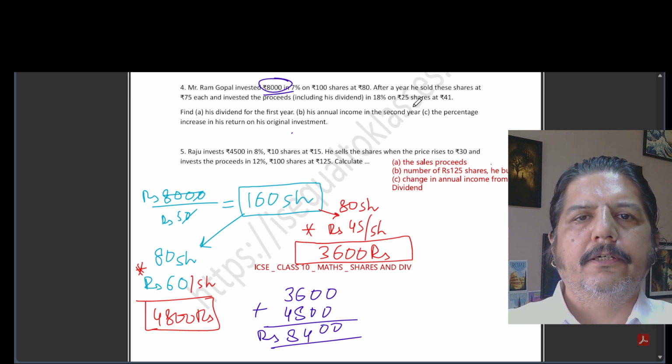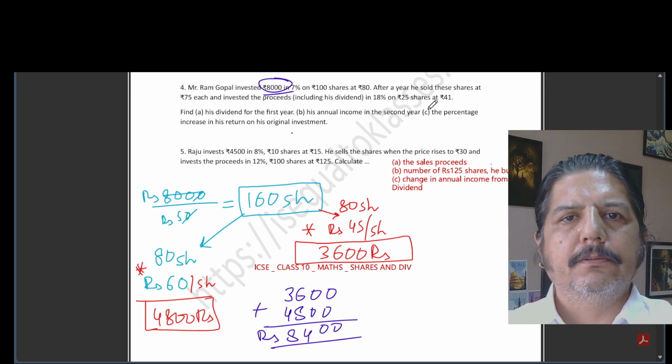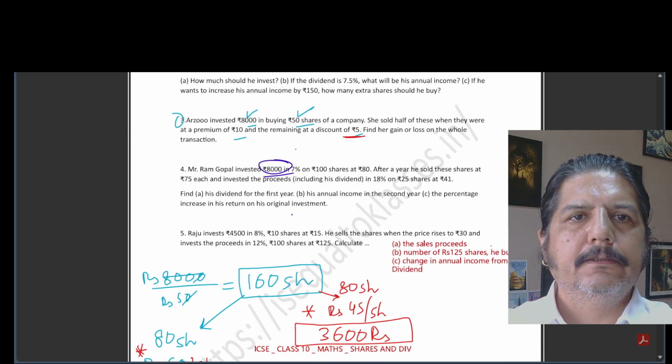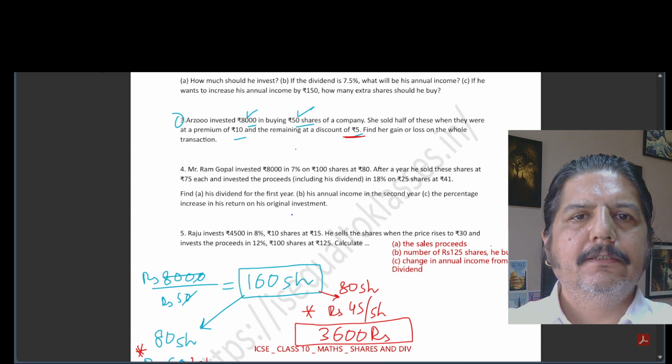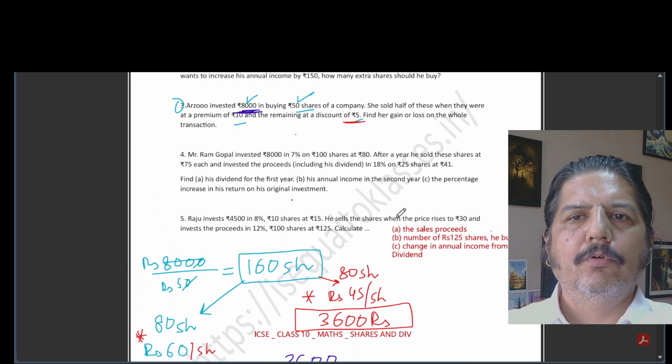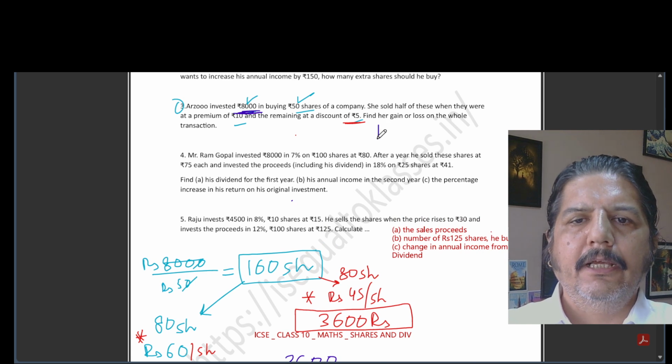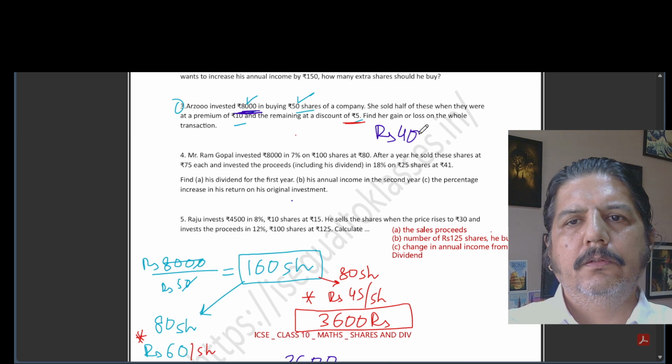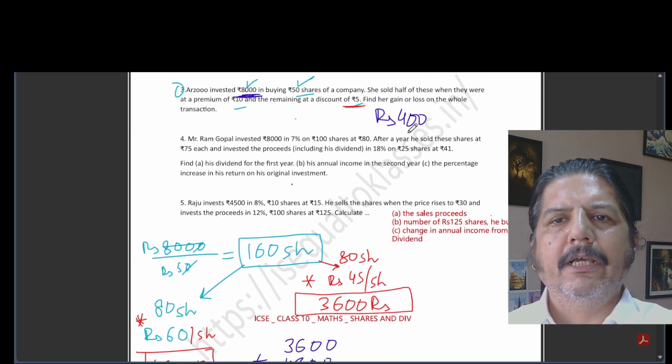So the profit, I'm sorry. She had invested 8,000. She is selling at 8,400. So what is the gain? The gain is rupees 400.